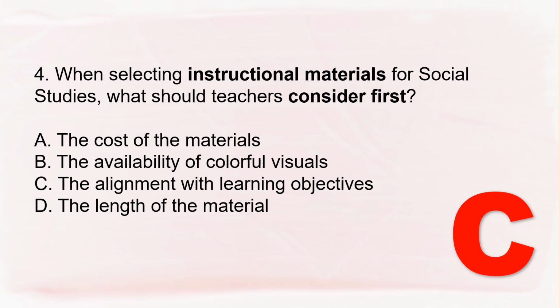For letter A, the cost of the materials, cost is important but should not compromise educational effectiveness. Letter B, the availability of colorful visuals. Visual appeal helps engagement but does not determine educational value. For letter D, the length of material, content should be relevant and effective, not just based on length. So only letter C is the correct answer.